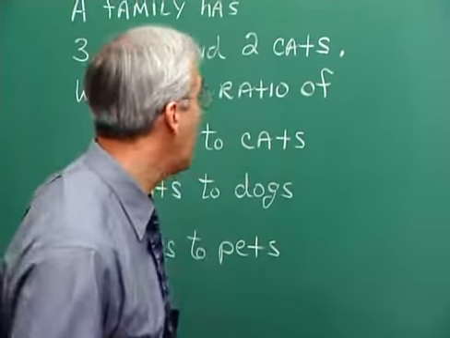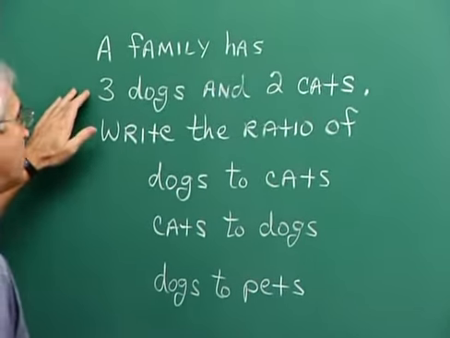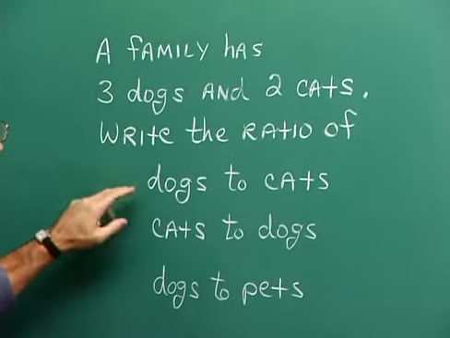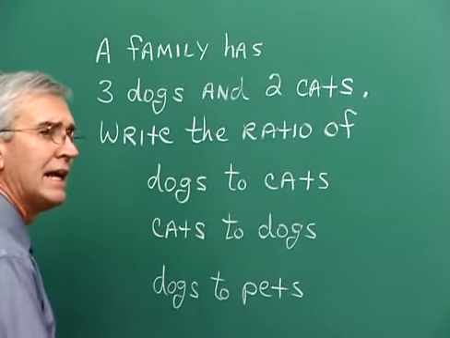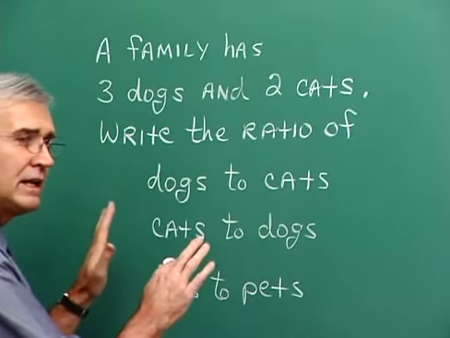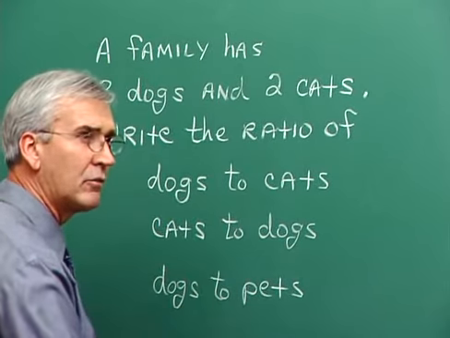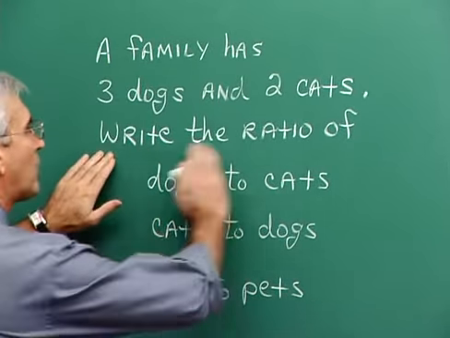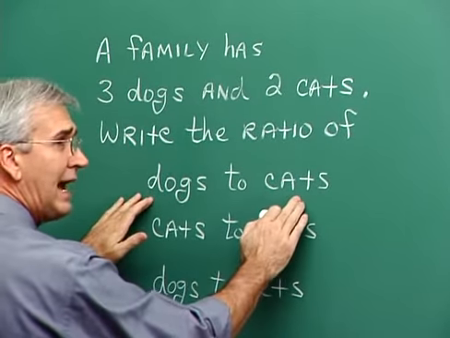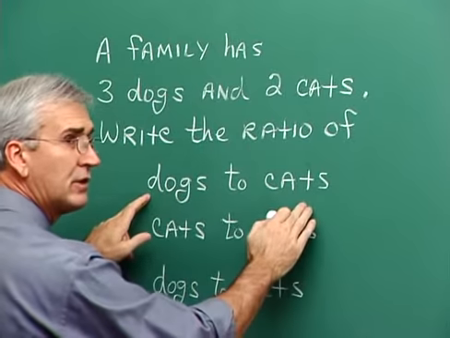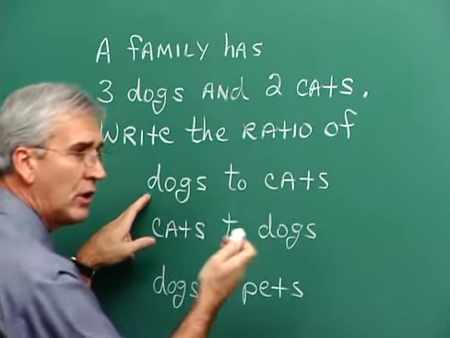Suppose a family has 3 dogs and 2 cats, and we want to write the ratio of dogs to cats. Now this is kind of a trivial example just to show the idea of how we illustrate ratio. So we want to write the ratio of dogs to cats. Now there are 3 dogs and 2 cats, and it's just the ratio of 3 to 2. And we can write that ratio in several ways.